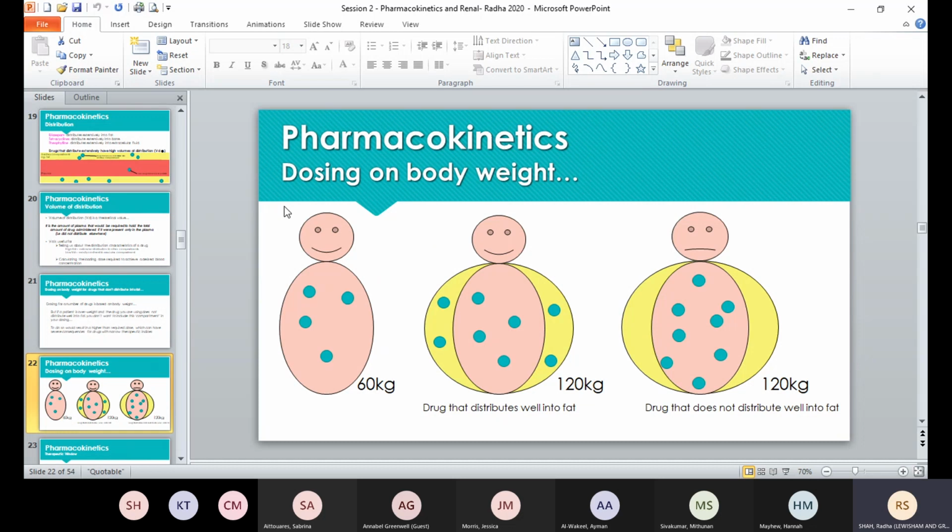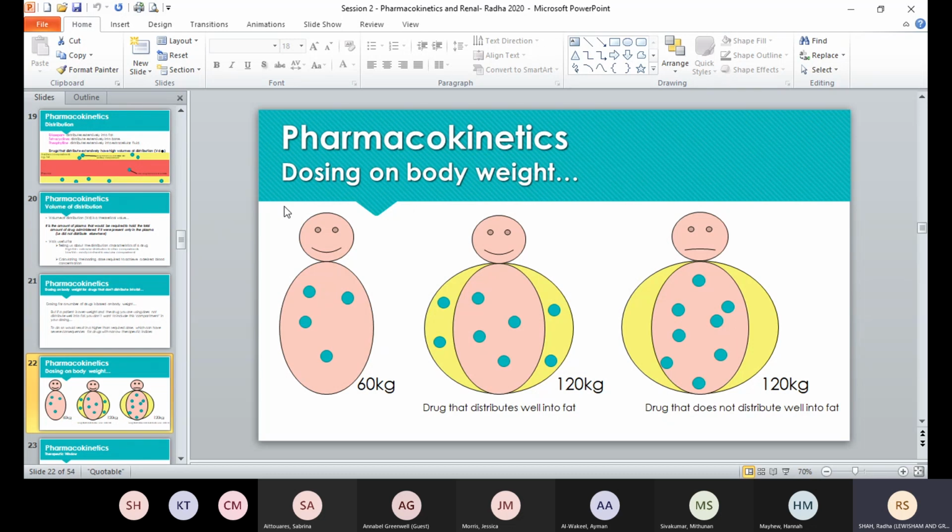So let's imagine this is a theoretical situation. We have drug A that's dosed at 1 milligram per 15 kilos. And our patient A, the one on the left, is 60 kilos, which is a normal, healthy weight for their height and their gender. So their dose will be 4 milligrams, because they're 60 kilos and the dose is 1 milligram for every 15 kilos.